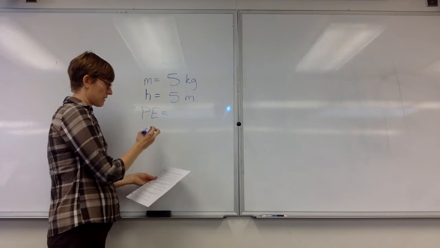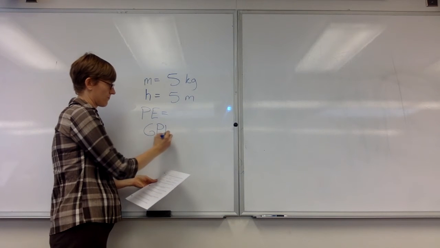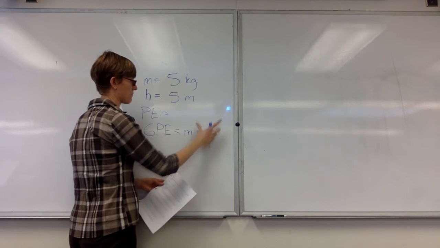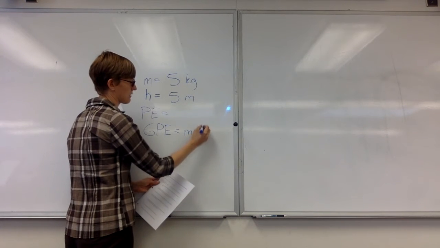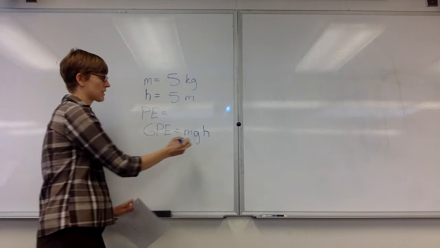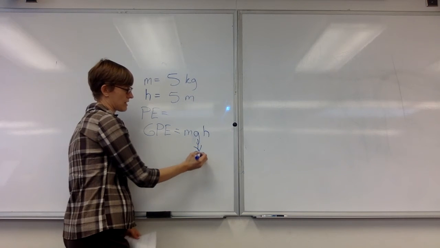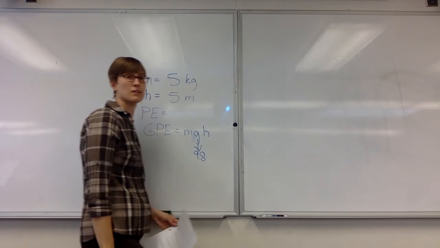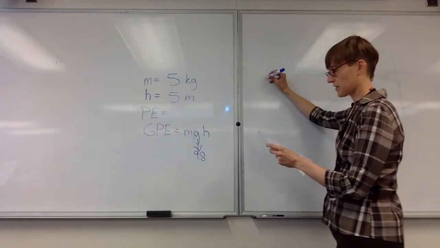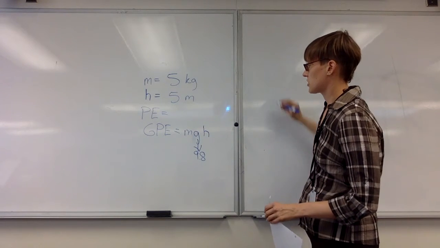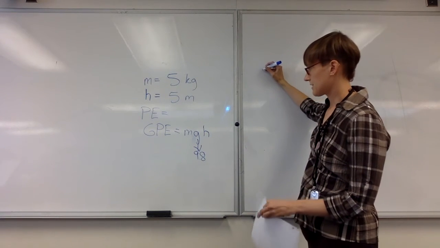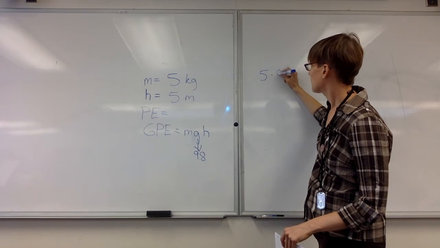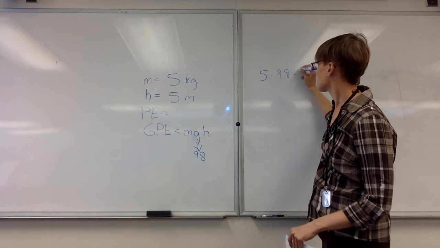So the formula for potential energy is mass, I'm just going to abbreviate it, mass times gravity times height. Okay? The constant for gravity is always 9.8, so we're going to make sure we substitute 9.8 for gravity. So if I'm going to find my potential energy, what I'm going to do is I'm going to take the mass. So 5 times 9.8 times the height, which is 5.